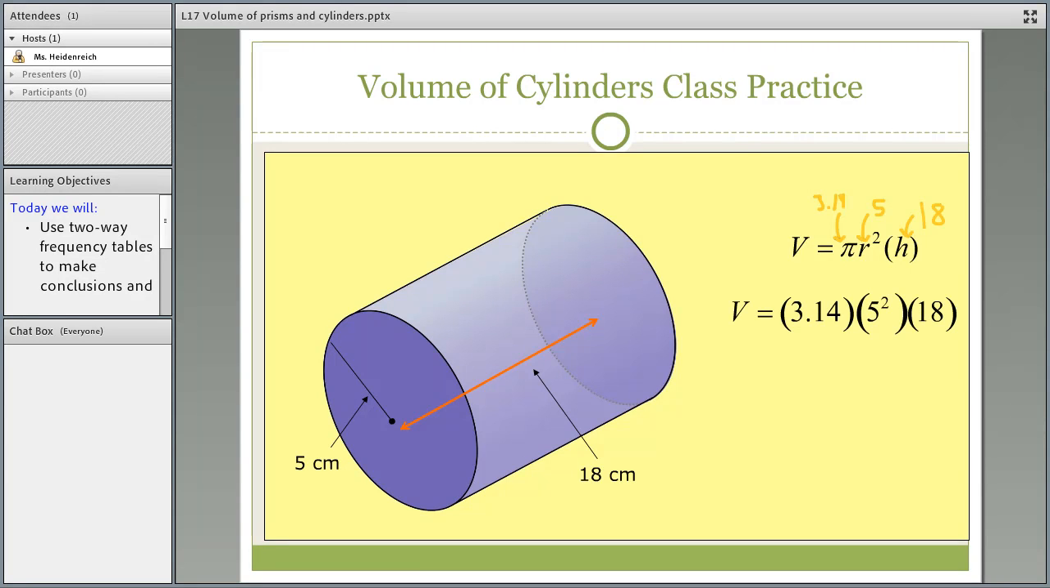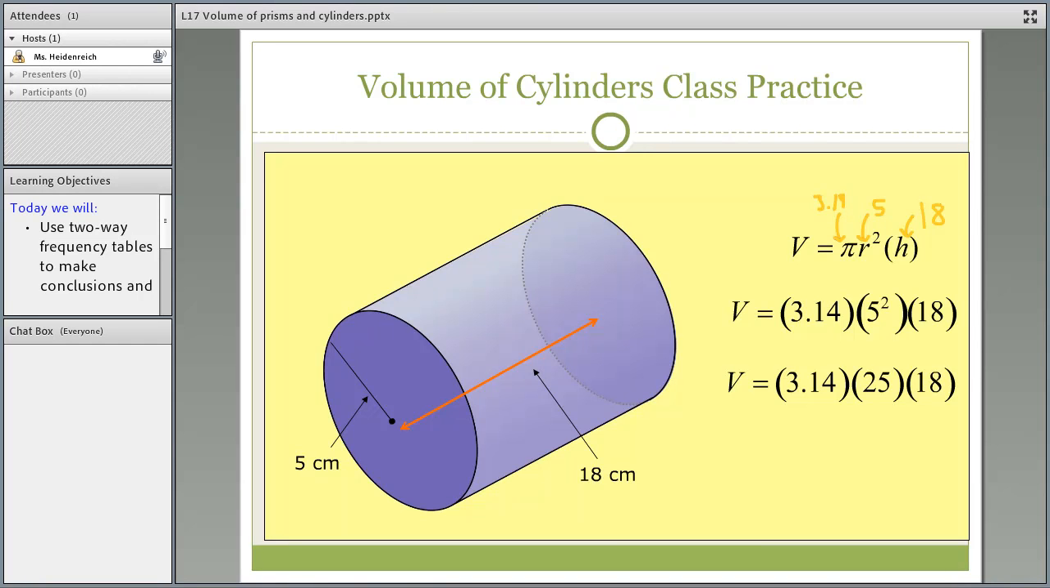Okay, so I've plugged all of that in. We're going to do 5 squared because that's what we need to square. We only square the radius. We don't square the height. We don't square pi. We only square the radius. So when we use our order of operations correctly, we would need to do 5 squared first and then multiply our three numbers together. So that's important. We're only squaring the 5.